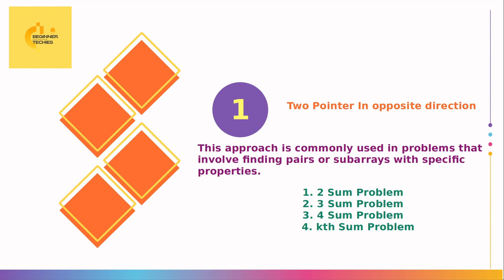The first one is two pointers in opposite directions. This approach is commonly used in problems that involve finding pairs or subarrays with specific properties. I have already listed some problems here: two sum, three sum, and four sum problems. In the case of two pointers in opposite directions, we use two pointers. One will start from the beginning and the second pointer will start from the end. Both will move in opposite directions. We will go through examples so that we can get a better understanding.